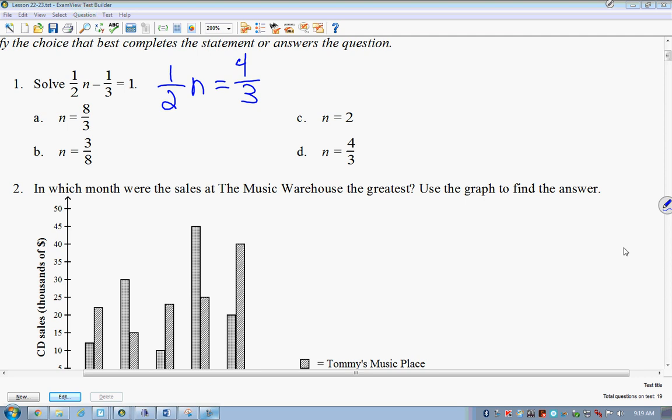Divide by 1/2. Can I divide by a fraction? No. So what do I need to do? Multiply by the reciprocal. So we're going to multiply by 2 over 1, 2 over 1. n equals what? 8/3. 8/3. Yeah, but they leave it as an improper fraction. Okay?